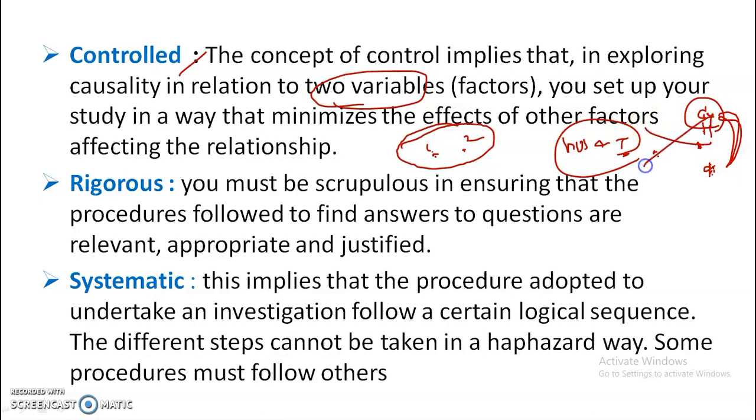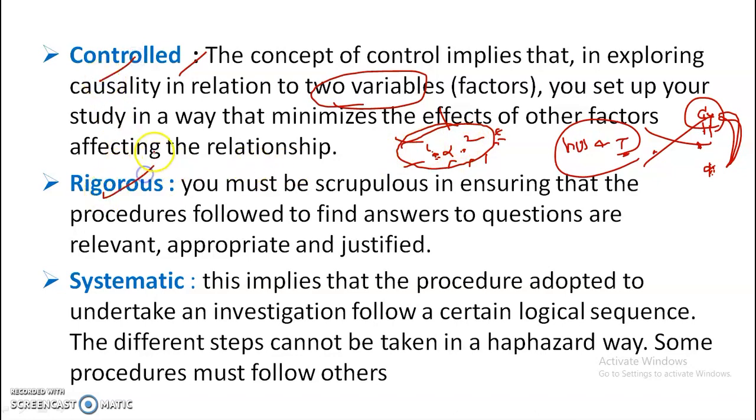So apart from hospitality and tourism, whatever research you are doing, if you are trying to find out the relation between two parameters, then whatever factors are affecting these variables, try to minimize those factors. Okay, that is the first thing.